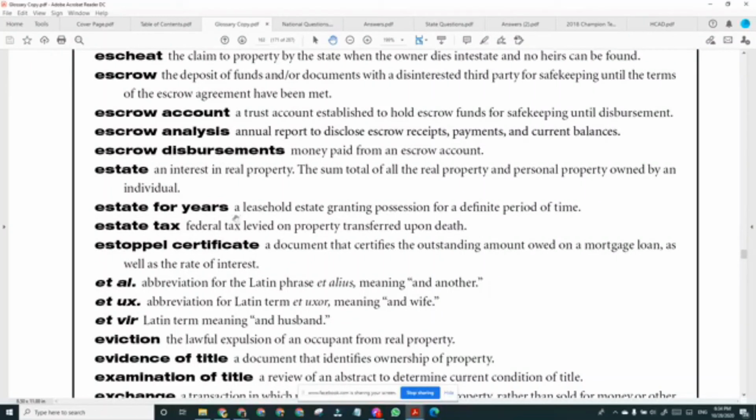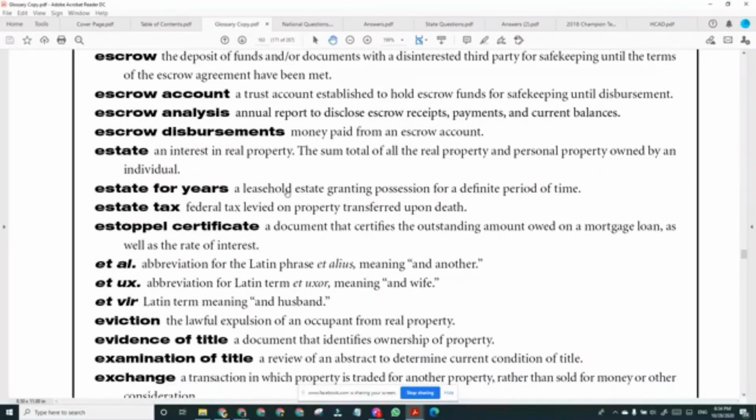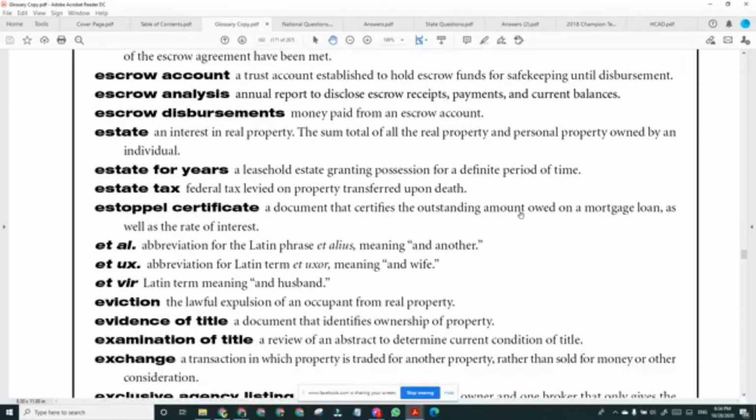So estate, they have an interest. They're leasing. When somebody rents a property from us, they have an estate. They have an interest in that property. They don't own it. They're leasing it. So it's a leasehold. Estate tax, federal tax levied on property transferred upon death.